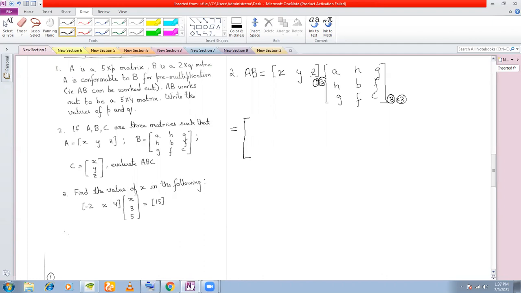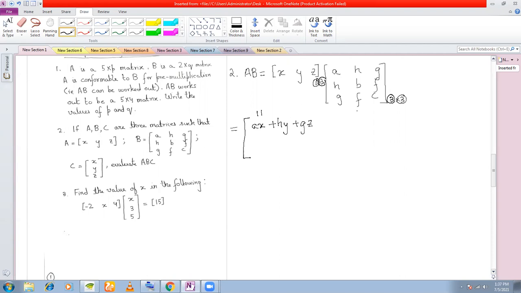How will you multiply? First row, first column. There is only one row here. You multiply it with the first column, and you write the product in the 1, 1 position. So you have AX plus HY plus GZ, right? So this is first row, first column.